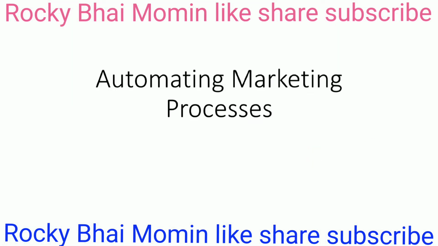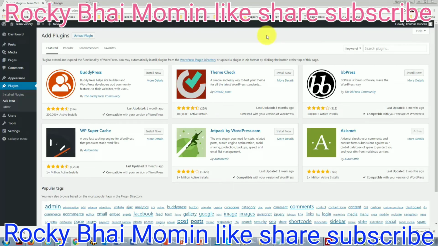Welcome back. Now in this video, we're going to be discussing automating marketing processes in WordPress. You're now looking at the Add Plugins section of WordPress, where we're going to discuss a more advanced feature of WordPress: being able to add in not only plugins that will change the functionality, but also plugins that will increase your automation over services that you're using in conjunction with WordPress.